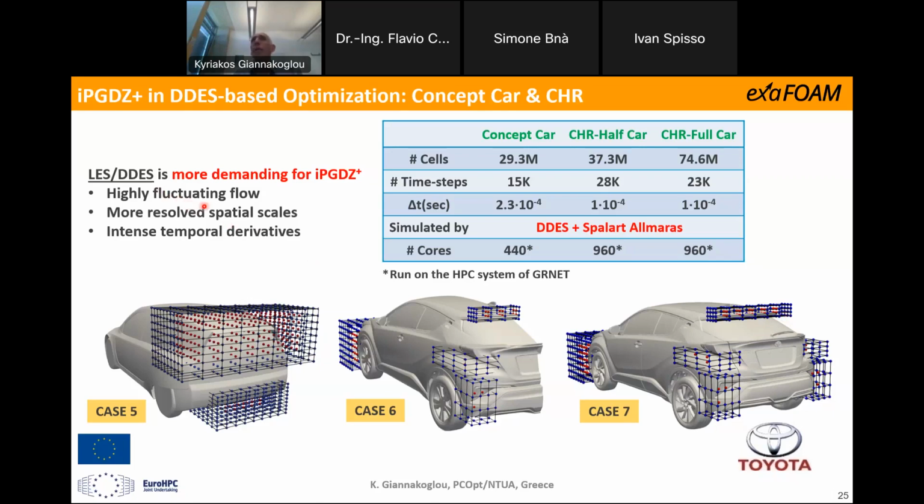We have highly fluctuating flows. We have more resolved spatial scales and intense temporal derivatives. These are big challenges regarding compression. So we selected case 5, case 6, and case 7 to be studied again with LES or DES. The first one is a lightweight concept car designed by Toyota. The second one is the CHR, a well-known model by Toyota. It's just the half car.